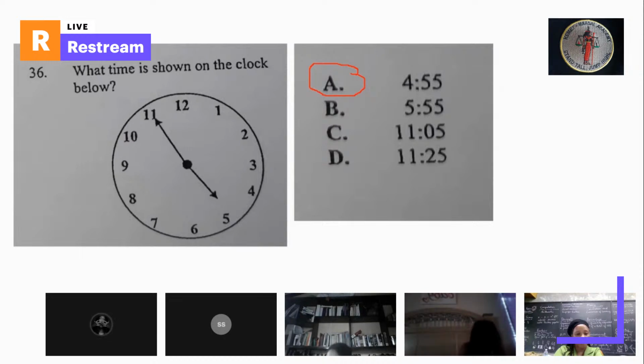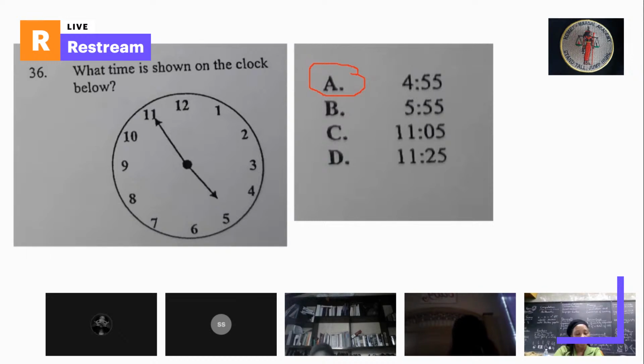It's 5 minutes up to 5, going up to 5. See? It looks like it's on the 5. Yes, because it's just 5 minutes left to get to the 5. If it was 5:55, it would be 5 minutes to 6, and this hand would be closer to the 6.